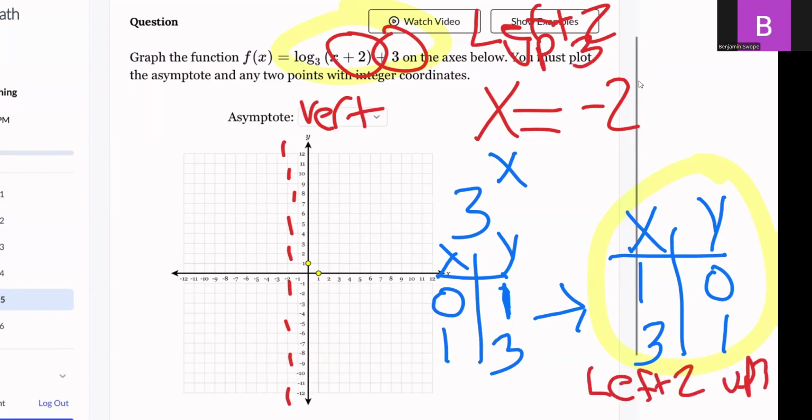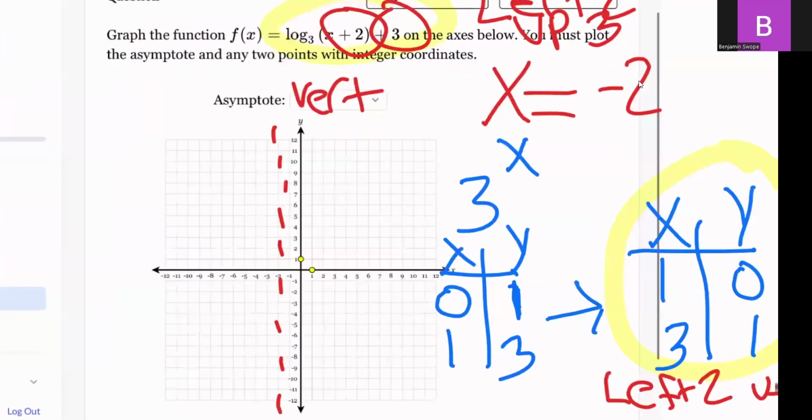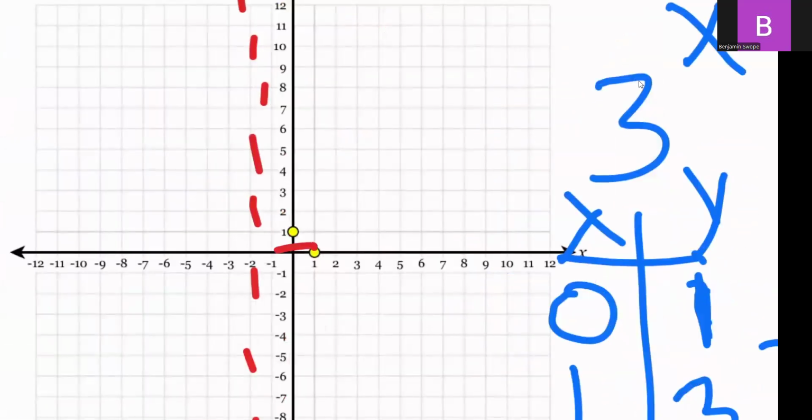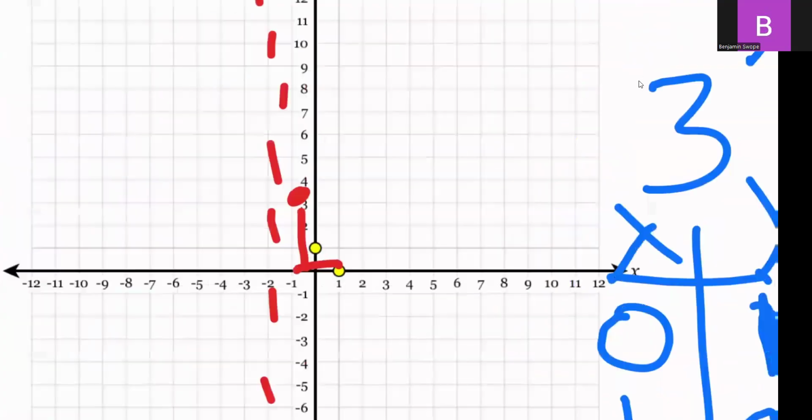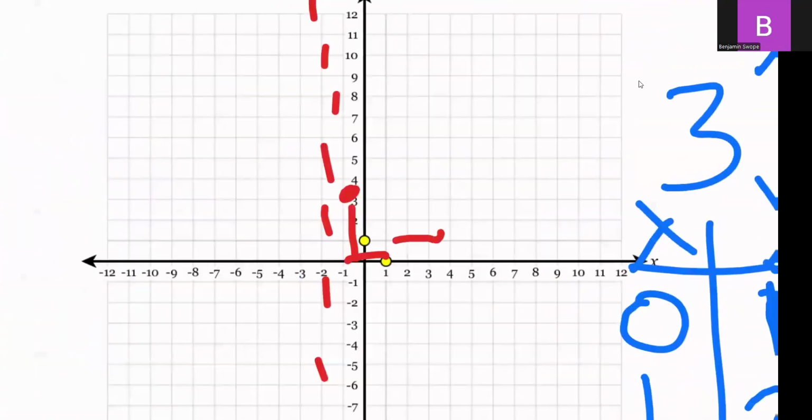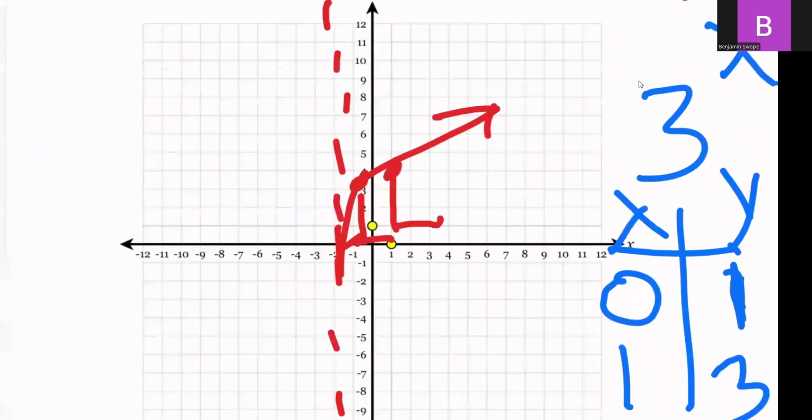and up 3. So if you just want to do the starting point, go to 1, 0, and go left 2. That would take me to -1 and up 3. I don't know if that's really showing that well. But if you went to 1, 0 and went left 2, up 3, you'd be here. If you started at 3, 1, go left 2, up 3, you'd be here. And that would be your graph.